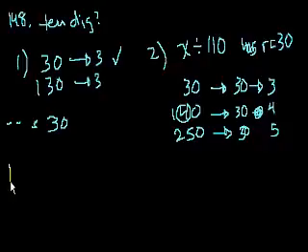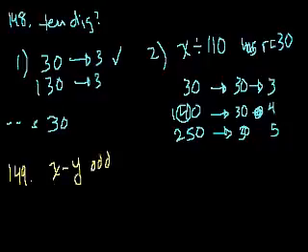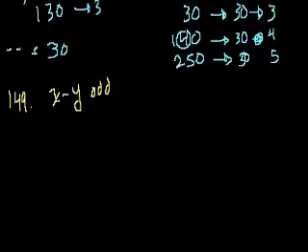Question 149. If x, y, and z are positive integers, is x minus y odd? In order for this to happen, one of these has to be odd and one has to be even. And you can just think about that. If you take the difference, or really the sum of two numbers, the only way that the difference or sum is going to be odd is if one is odd and one is even.